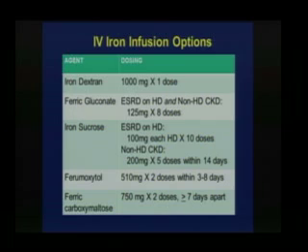Iron dextran can be given as 1,000 milligrams in one dose. Ferric gluconate is given as 8 doses of 125 milligrams each. Iron sucrose for dialysis patients is given as 100 milligrams times 10 doses, and in non-dialysis dependent CKD it can be given as 5 doses of 200 milligrams each, over about 2 weeks. Ferumoxytol is given as 2 doses of 510 milligrams within 3 to 8 days, and ferric carboxymaltose is given as 2 doses of 750 milligrams each, about 7 days apart.